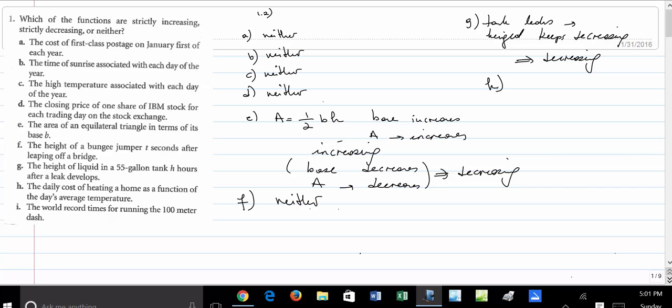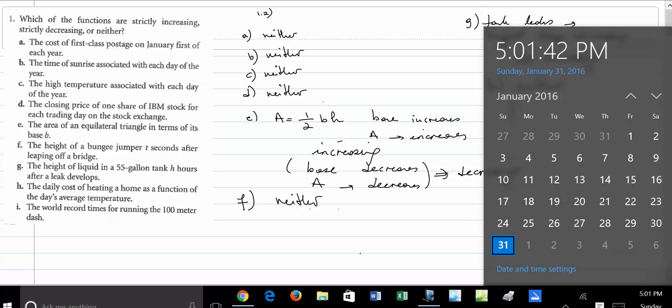H, the daily cost of heating a home as a function of the day's average temperature. It decreases or increases over time based on the temperature. So H is neither. I, the world record times for running the 100-meter dash. To be a record, each new time needs to be less than the previous record time. So the function is decreasing.